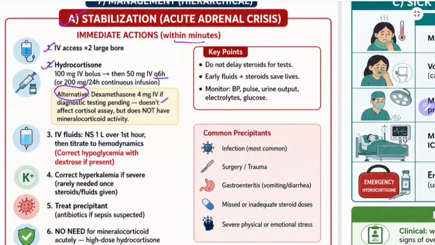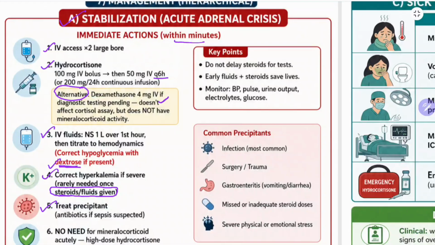The important point here is that dexamethasone doesn't affect the cortisol assay but does not have mineralocorticoid activity. Then give IV fluids, NS 1 liter over the first hour, and then titrate to hemodynamics. Then dextrose if you also see hypoglycemia in the patient. Correction of hyperkalemia is rarely needed. Why? Because steroids and fluids themselves will decrease the concentration of potassium.